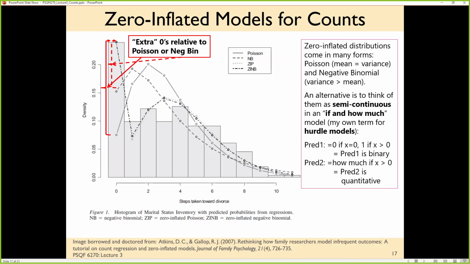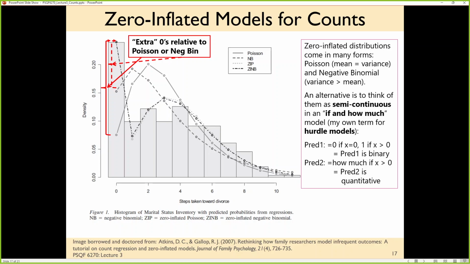And they overlaid the prediction from count distributions. So Poisson is the one we're going to start with. That's the solid gray line. That's this right here. If this were a regular count distribution, this is how many zeros you would expect, this dot right here. But there's way more than that. So that additional number of zero values beyond what the distribution expects is referred to as zero inflation as a term.